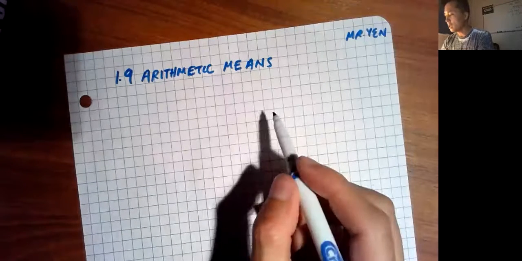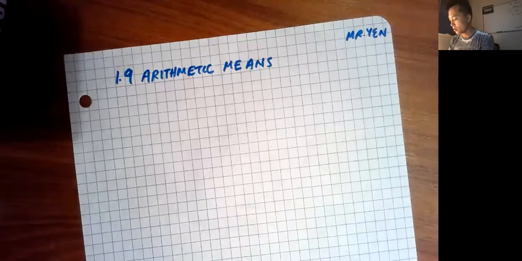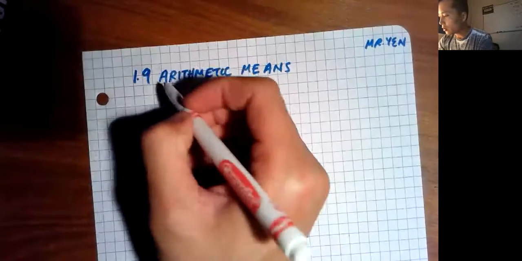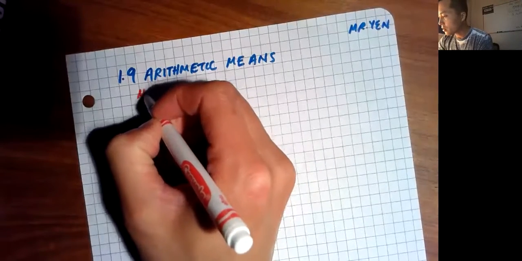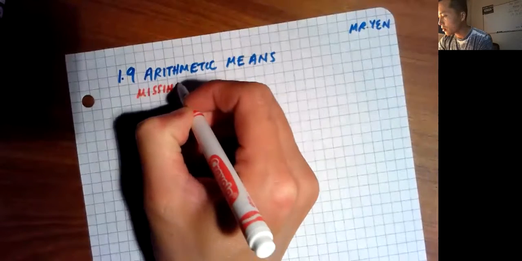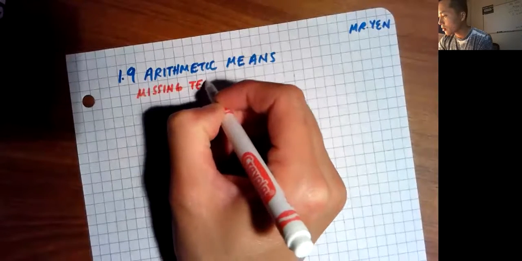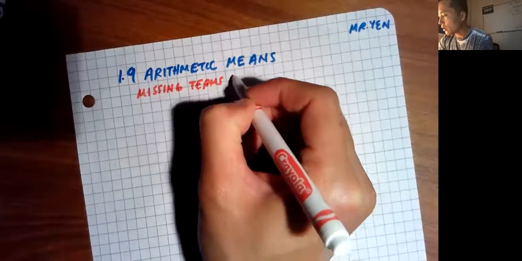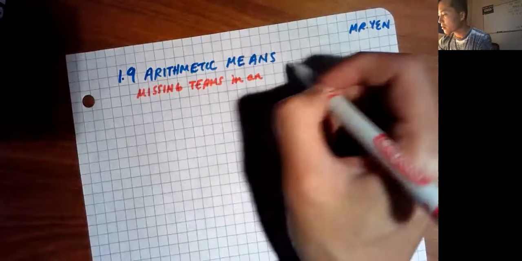The arithmetic means, and here's the definition, are the missing terms in an arithmetic sequence.